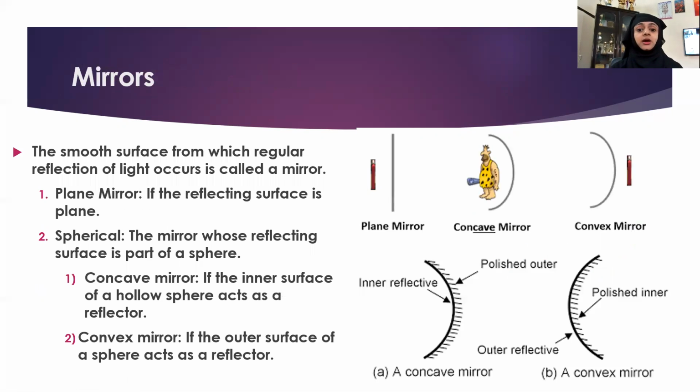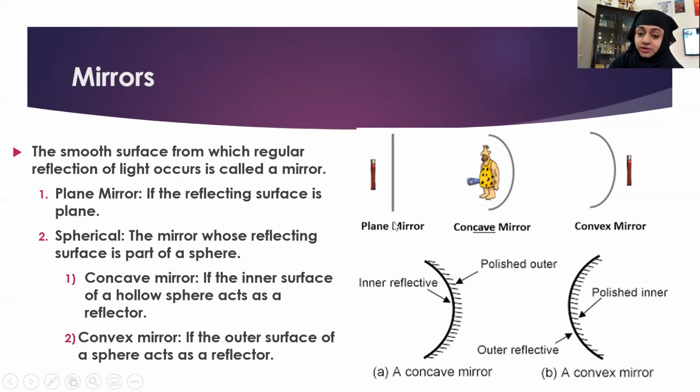Now let us see about different kinds of mirrors because reflection usually happens in mirrors. What is a mirror? A smooth surface from which regular reflection of light occurs is called a mirror. And we have seen different types of mirrors, plane mirrors and spherical mirrors. The usual mirror in which we see ourselves is a plane mirror, while mirrors which we can see as a rear view mirror for a vehicle, that's a spherical mirror. So let us see what are the different kinds of mirrors.